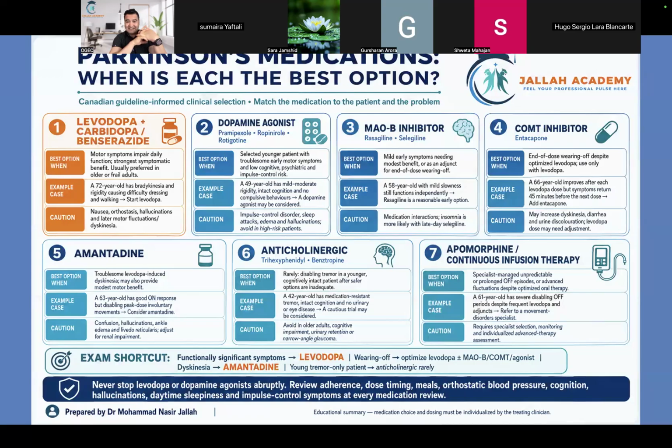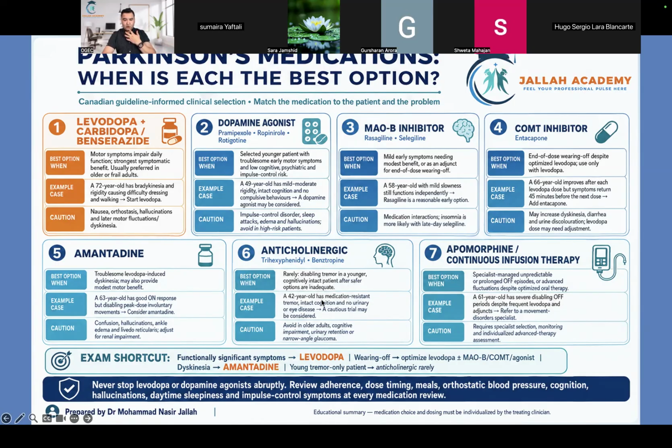But if the patient is young, which normally doesn't happen, Parkinsonism usually tends to happen in elderly, like above 60, 65. But if it happens in a younger patient, the patient has tremor, then try trihexyphenidyl, benztropine, rarely disabling tremor in younger. So it rarely happens because Parkinson's is commonly not seen in younger patients. That's why it's very rare. But if it happens, remember that trihexyphenidyl will be the better choice.